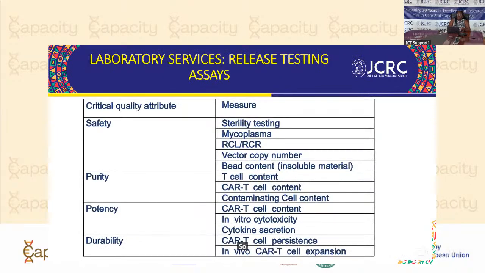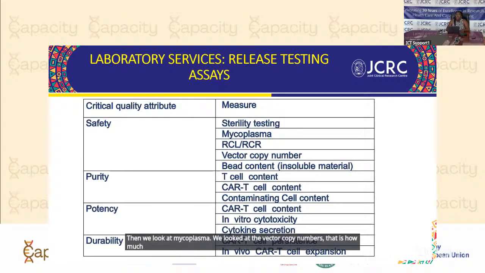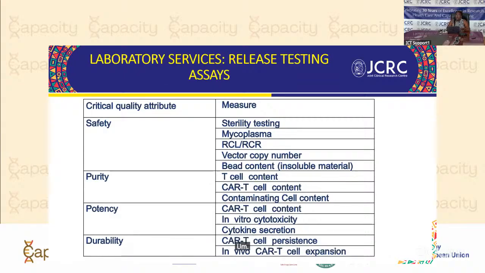So some of the release testing assays that are looked at before you give back these genetically modified cells: we look at sterility testing. There you do your different cultures, gram stains. Then we look at mycoplasma. We look at the vector copy numbers. That is how much of the lentiviral vector is within the cells. Then we look at the bead content. That is how much of the beads that you use for isolation of these cells remains within the product at the end of the process.